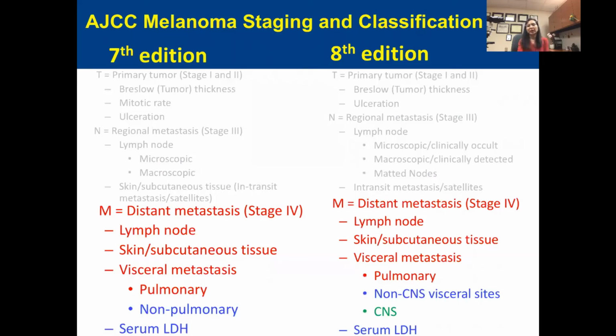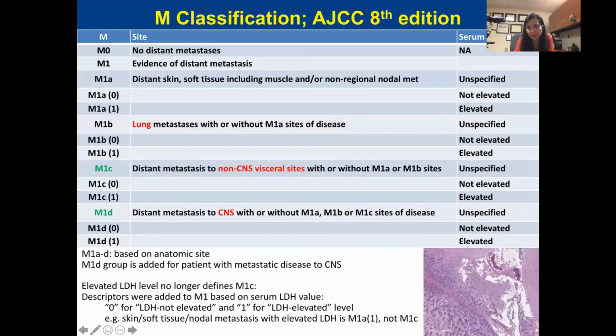The last one is the M staging, or distant metastasis. So it will depend on the distant lymph node, distant, not regional. This covers distant lymph node positivity, metastasis in the skin and subcutaneous tissue and other visceral organ systems, and also the presence or absence of increased LDH level clinically. So we have M1 through M1A to M1D, basically based on the anatomic location of the metastatic tumor.